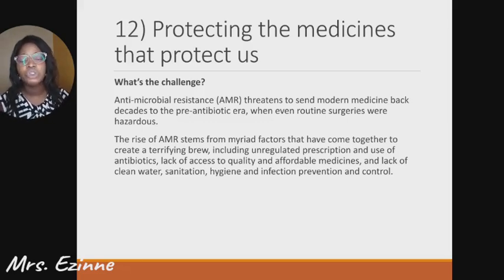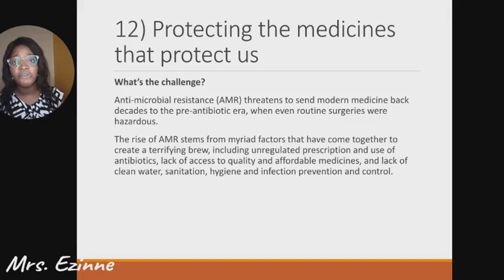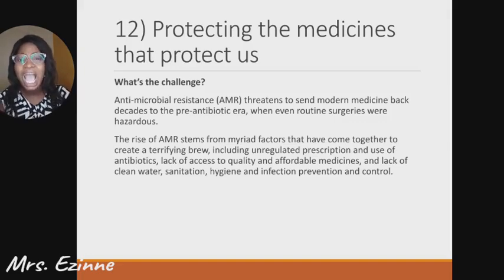Oh my God, can you imagine if you are trying to cure a particular disease and you take medicine for it, a drug for it, and it doesn't work? How are you going to cure that disease? How are you going to stop it? And of course, it leads to death.